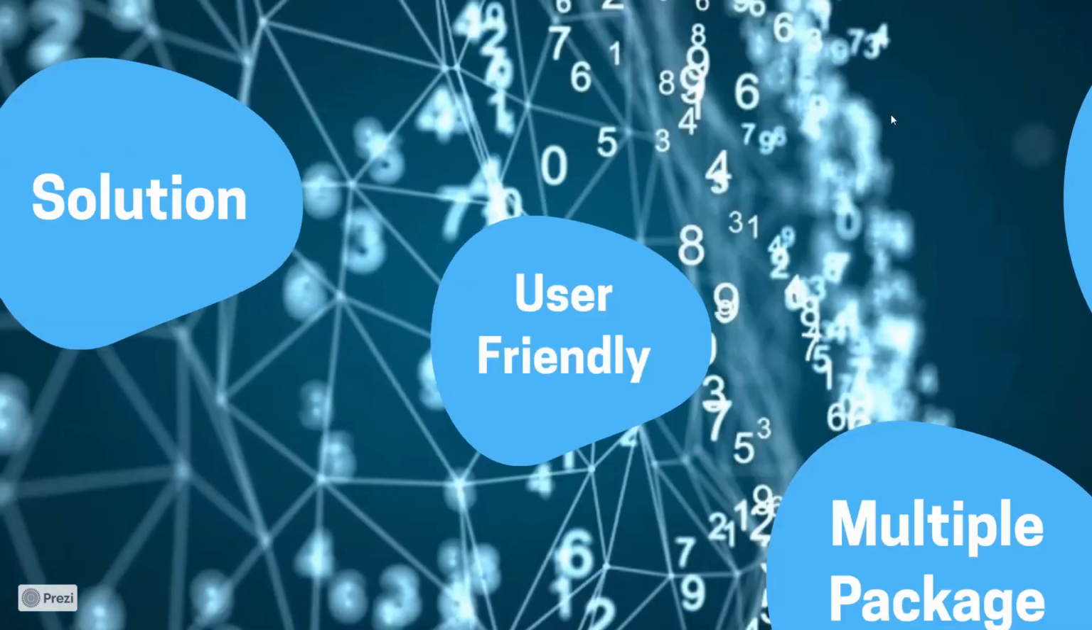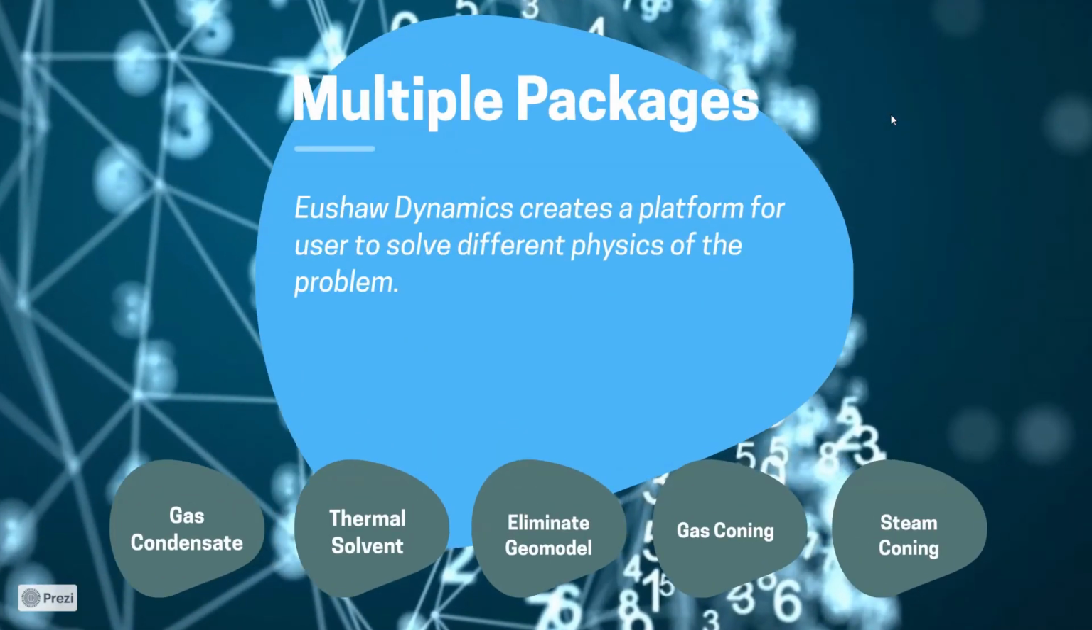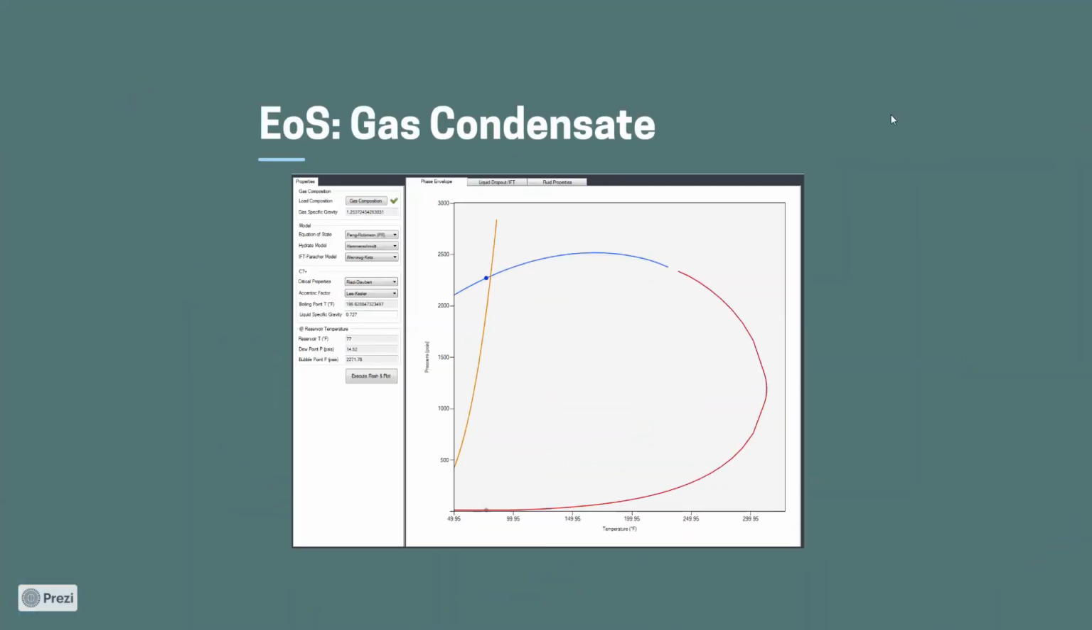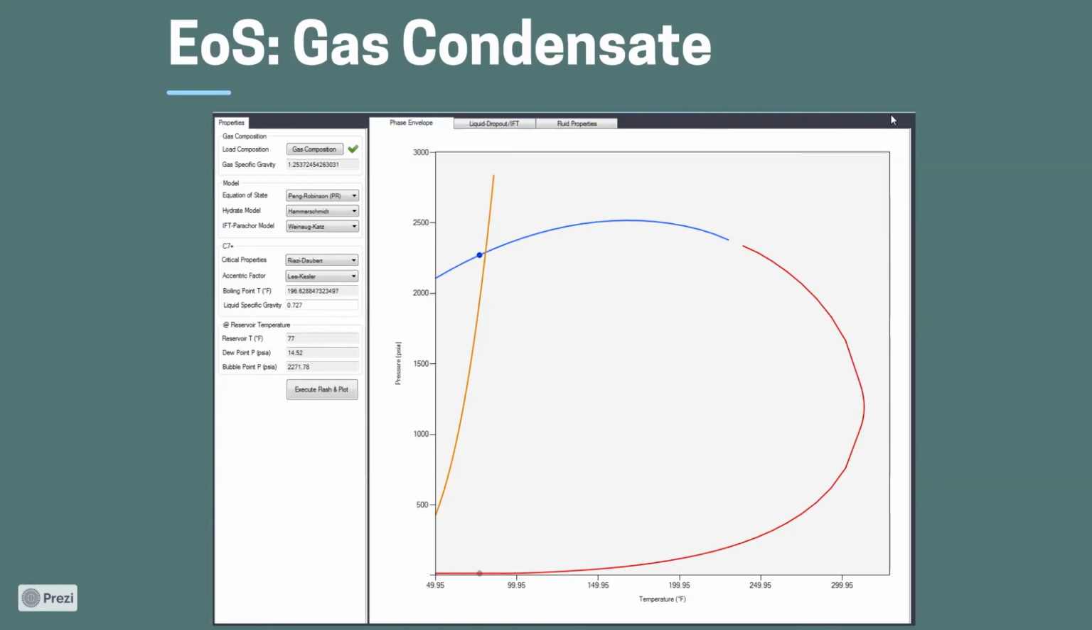So we want to see what types of packages are available in Eushaw. In Eushaw software, we combine a lot of physics, and so we are capable of modeling gas condensate reservoirs. The most problematic section of the gas condensate is the equation of states. You can use the conventional RS BO type charts, but you have to have very sophisticated PVT models, which we have. We also capture the effects of the capillary pressure on these equations of state.